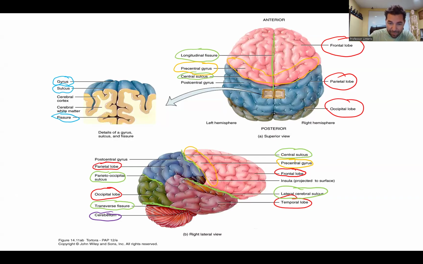And the bump on the back, we call the postcentral gyrus. That is also horrible. My apologies.